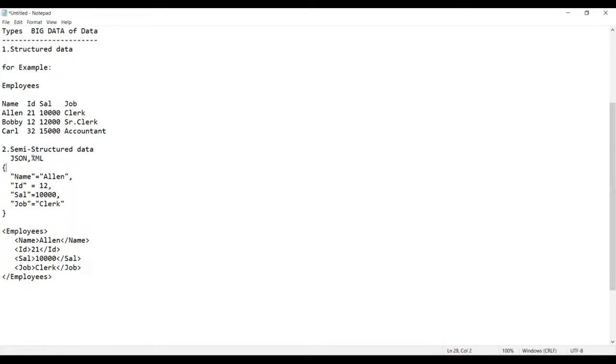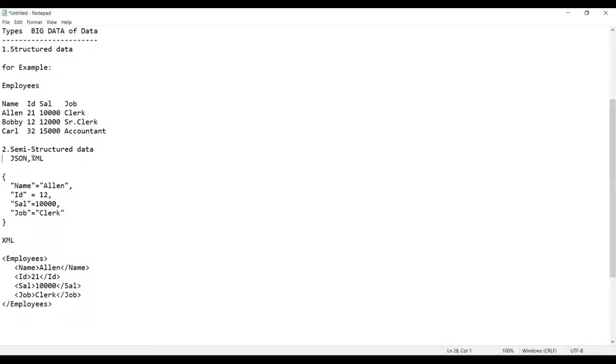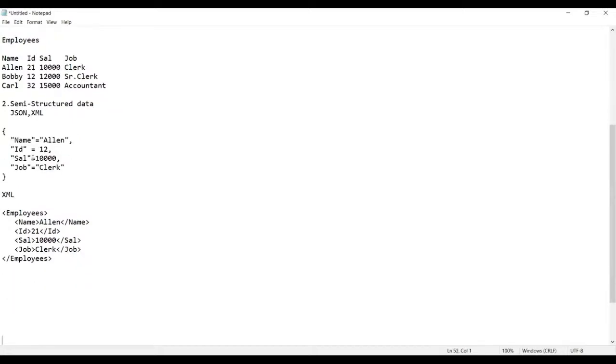Extensible markup language, or we can also say extendable markup language. This is called XML format. And this is called a JSON format. You can understand the data with this, but this kind of data is called what, guys? Semi-structured data. Getting my point, all of you?